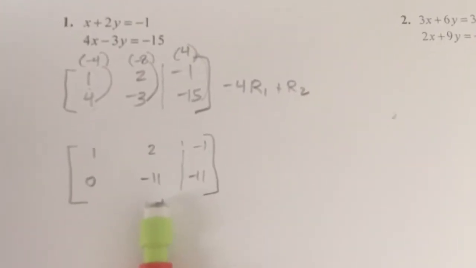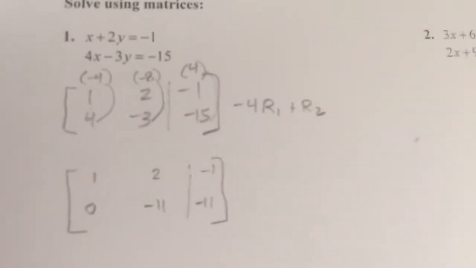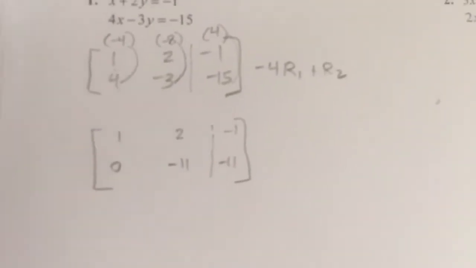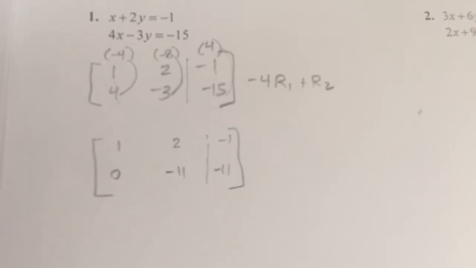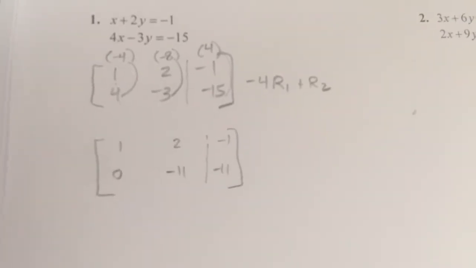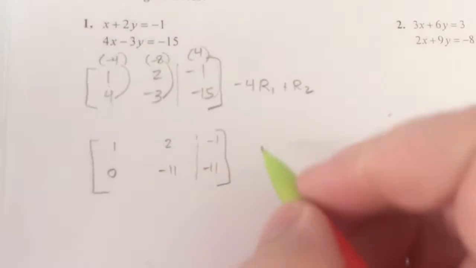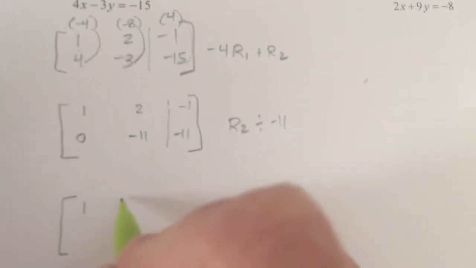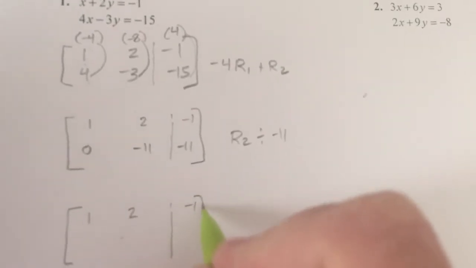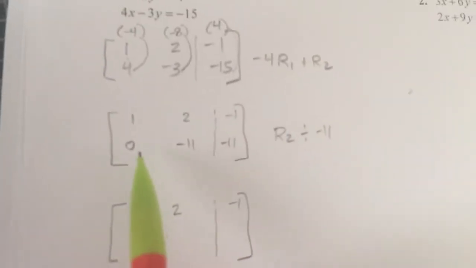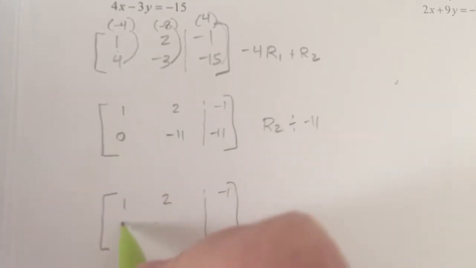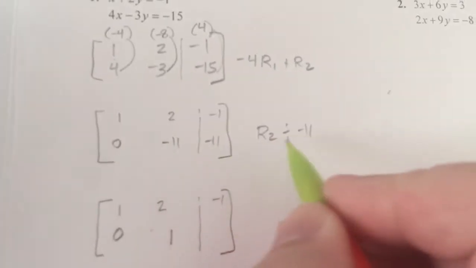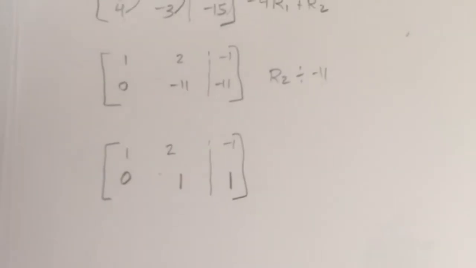Then we move to the next column, and we always get our 1 first. To be honest, there's a variety of ways to get 1s. There are some really creative ways, but one surefire way that always gets a 1 is that any number divided by itself is 1. So I'm going to take row 2 and divide it by negative 11. My top row is going to stay 1, 2, negative 1. Then in this row, 0 divided by negative 11 keeps my 0. Negative 11 divided by negative 11 is 1, and negative 11 divided by negative 11 is 1.